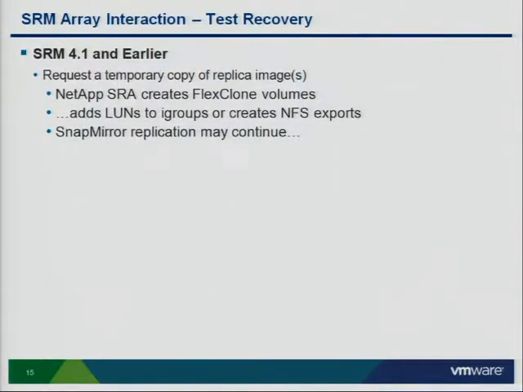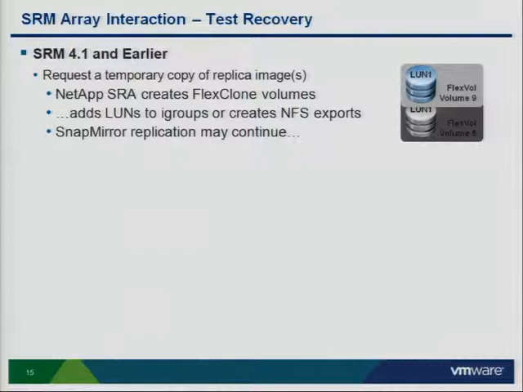So I'll explain some of the interaction that happens between SRM and the NetApp SRA when you execute some of the workflows in SRM. The first one is test recovery. When you issue a test recovery, what happens is SRM will request a temporary copy of whatever storage objects are housing the virtual machines that are part of the recovery plan that you're executing. What this means is that the NetApp SRA will create what's called a FlexClone of that flexible volume.